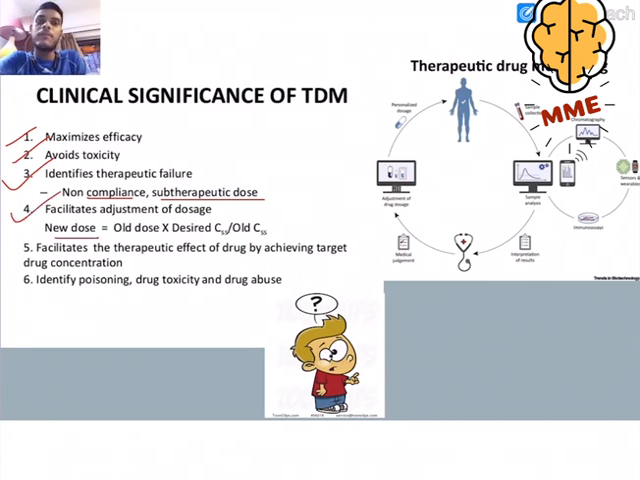And the new dose is given by old dose multiplied by desired concentration, divided by the old concentration. This is a formula which will help us to identify what new dose of the drug must be given to attain our desired therapeutic response. Hence, it also helps us to facilitate therapeutic effects of the drug and to identify poisoning, toxicity, and also drug abuse. This is a very good diagram showing us therapeutic drug monitoring in recent practices.